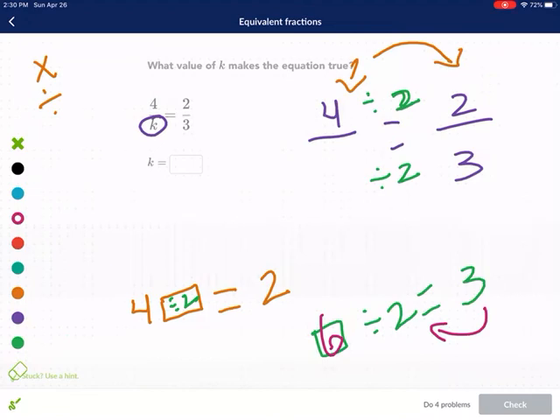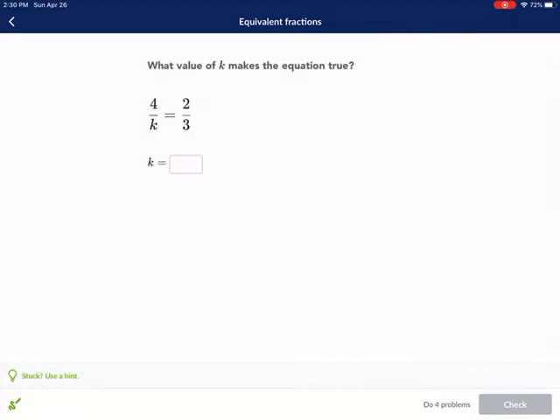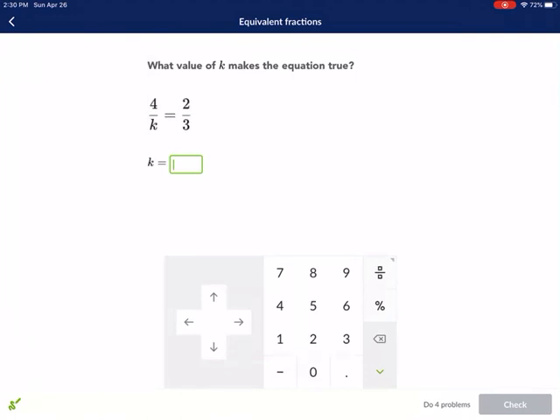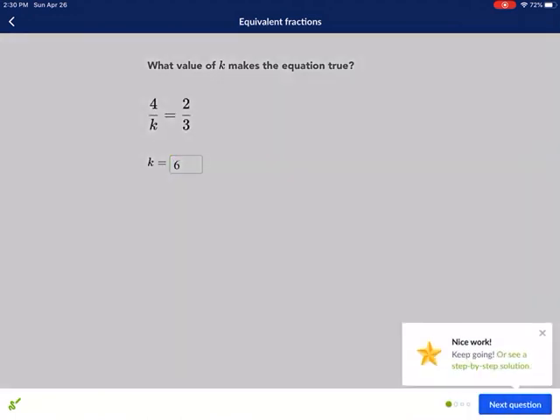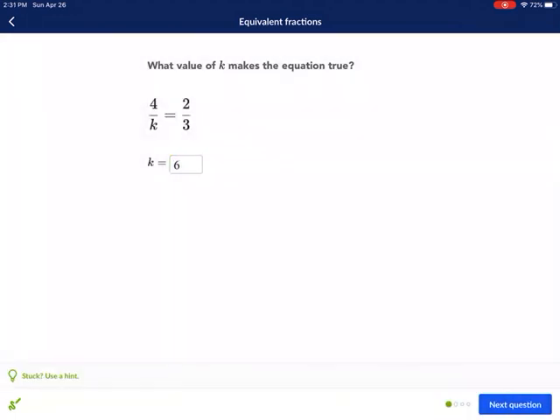And then I'm going to check myself. Does 6 divided by 2 equal 3? Yes, it does. 6 divided by 2 equals 3. So I'm going to go in there and guess that K equals 6. Let's put it in there and see what they say.